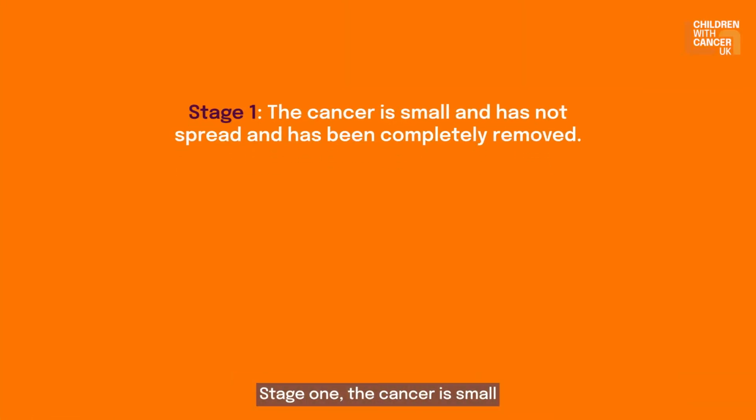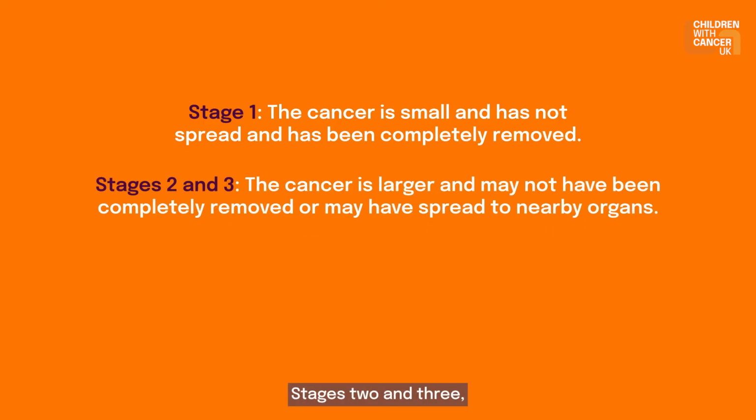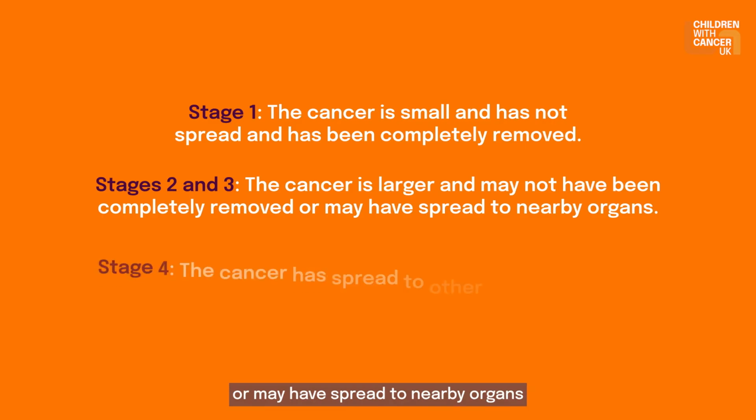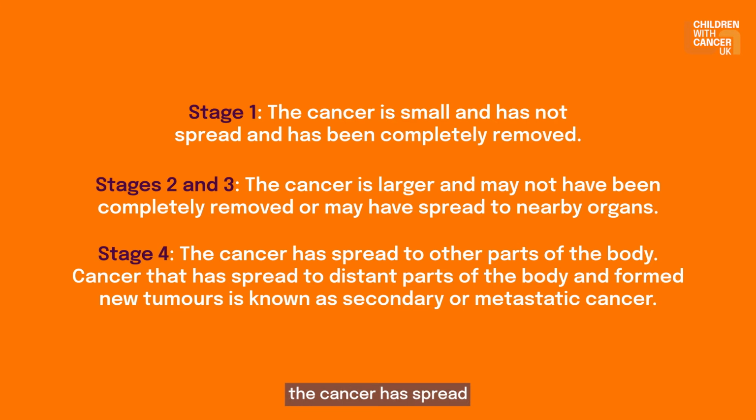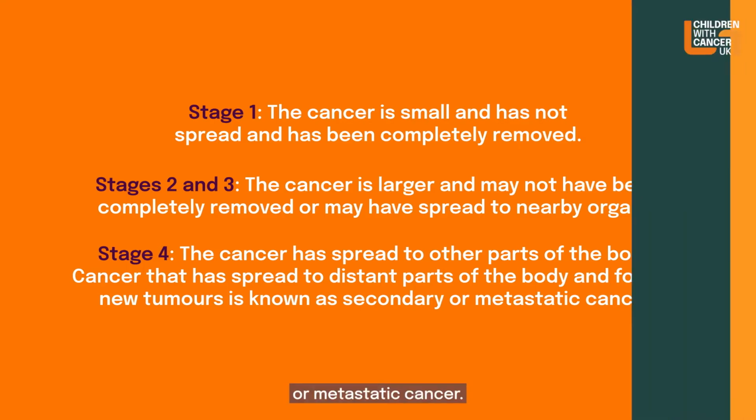Stage 1, the cancer is small and has not spread and has been completely removed. Stages 2 and 3, the cancer is larger and may not have been completely removed or may have spread to nearby organs. And stage 4, the cancer has spread to other parts of the body. Cancer that has spread to distant parts of the body and formed new tumours is known as secondary or metastatic cancer.